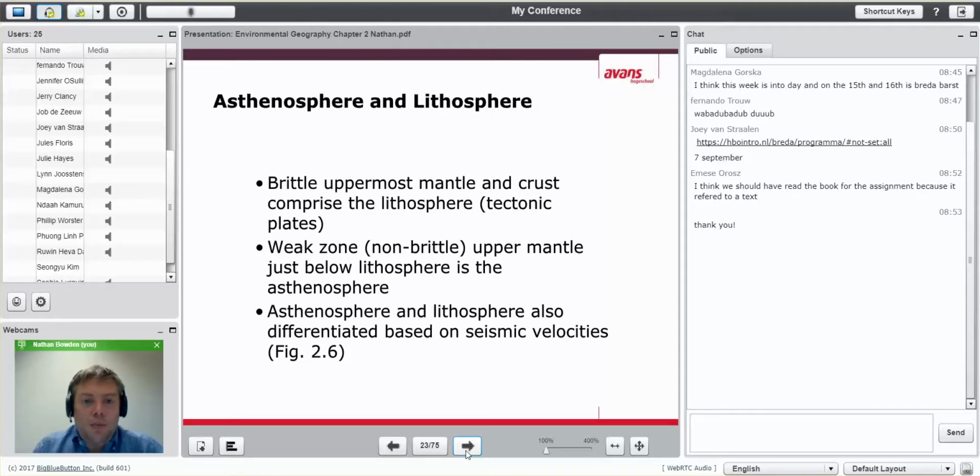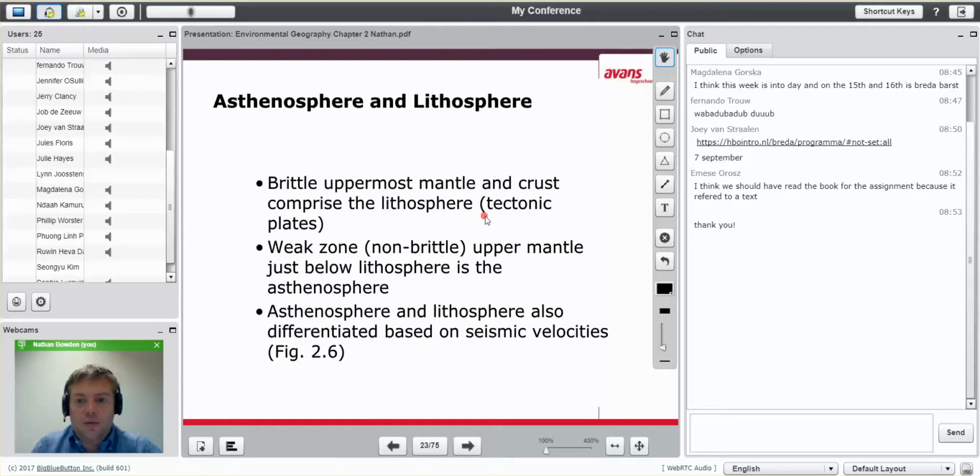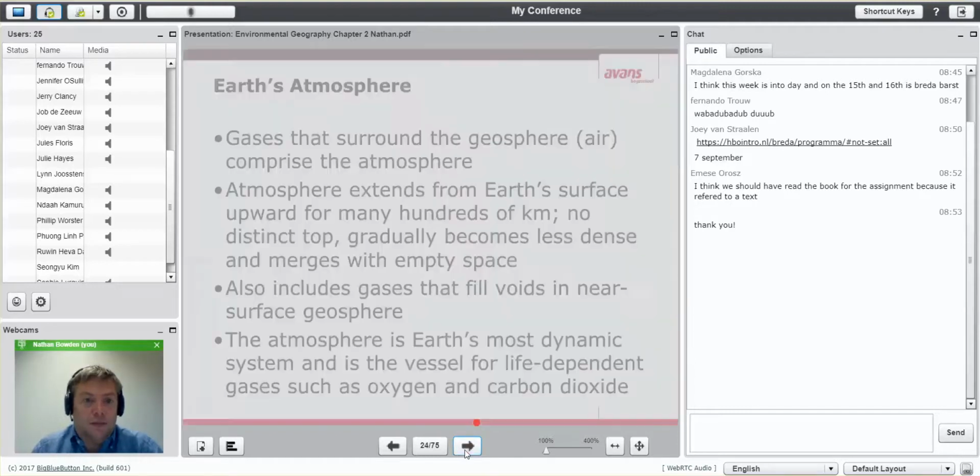The brittle uppermost mantle and crust is called the lithosphere, and it is very important to understand the lithosphere because we'll be talking about tectonic plates. The lithosphere is where these are located. A weak zone of upper mantle just below the lithosphere is the asthenosphere. So the asthenosphere is underneath the plates, which are moving, and it's liquid. The asthenosphere and lithosphere also differentiate because of seismic velocities.